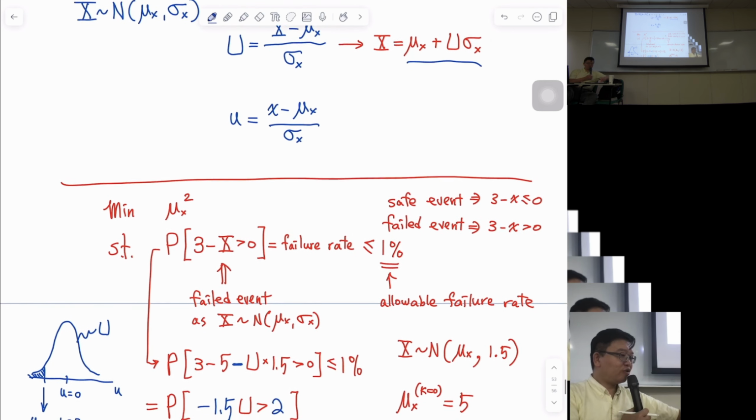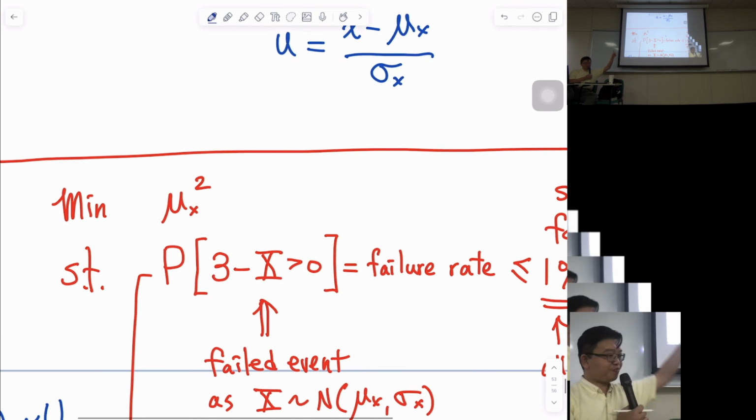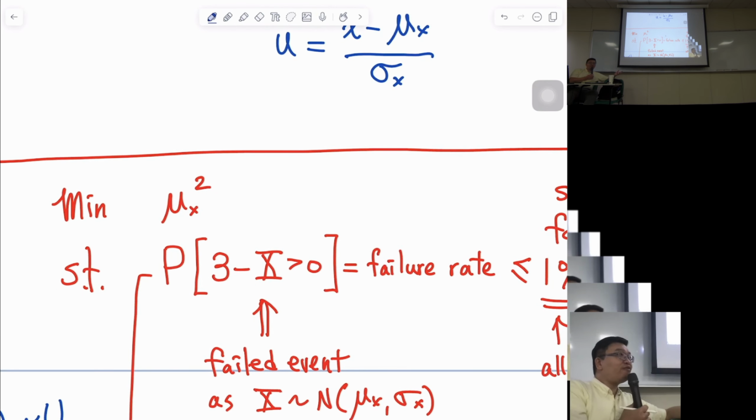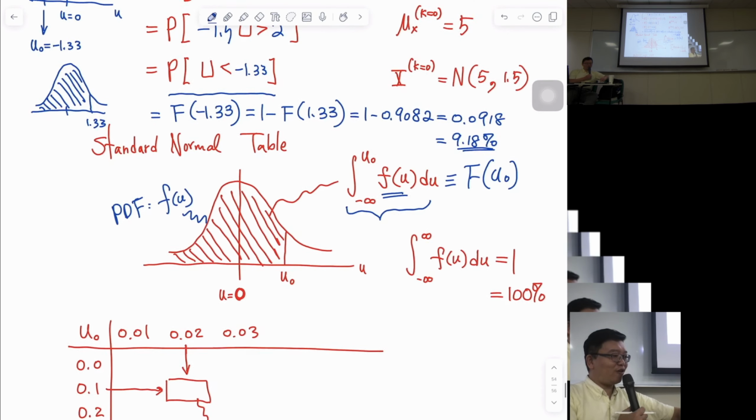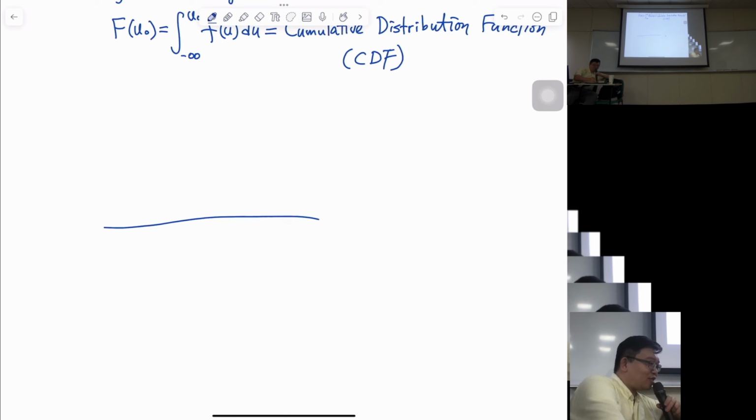Because if you go back to the original problem, we can convert this to standard normal because I assume it's a normal distribution. But without enough experiments, how do you know this uncertain variable is normally distributed? So usually it's a guess, unless you have enough resources to do experiments. So what if you are not lucky? It's not normally distributed. Then you are dealing with a very troublesome issue. So let's talk about non-normal distribution.